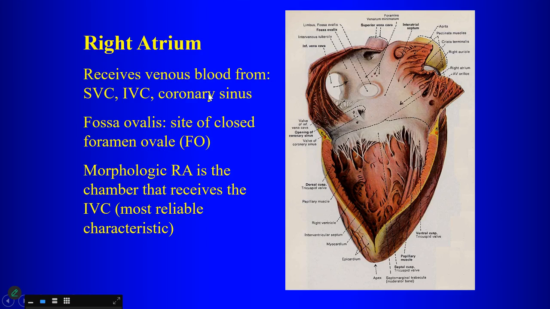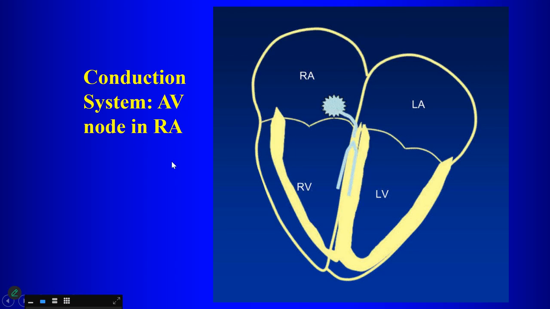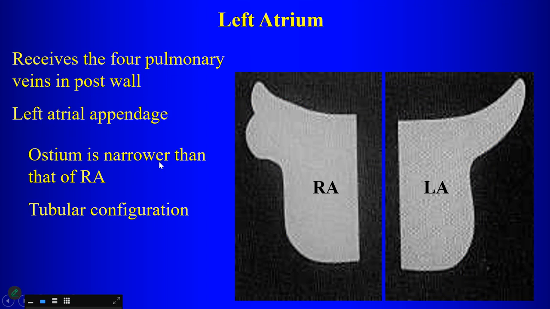So the right atrium receives blood from the SVC, IVC, and coronary sinus. The IVC is the most important. You follow that, it will take you to the right atrium. The right atrium also receives the coronary sinus, so if you can find the coronary sinus, that's going to take you also to the right atrium. We have pectinate muscles there in the right atrium, but really it's the morphology of the atrial appendage that's most important. The conduction system, the AV node, is also found in the right atrium. That's not something, though, that we're going to be able to see radiologically.